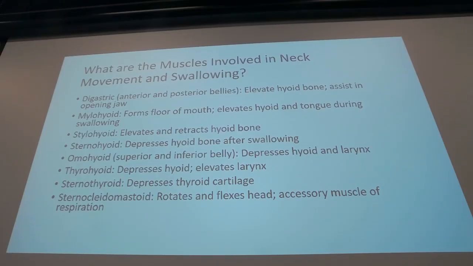And then we have the infrahyoid muscles that depress the hyoid bone, like the sternohyoid. This one connects the sternum to the hyoid bone, while this one, the stylohyoid, connects the styloid process of the temporal bone to the hyoid, and that's how it elevates it. This one connects the scapula to the hyoid bone, and just as the digastric has two bellies, it has a superior and inferior belly. This one depresses the hyoid and the larynx, the omohyoid.